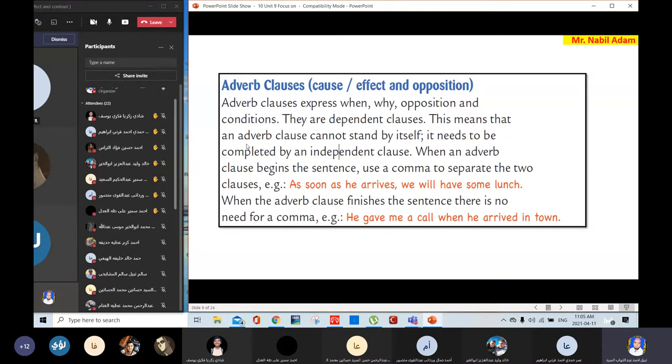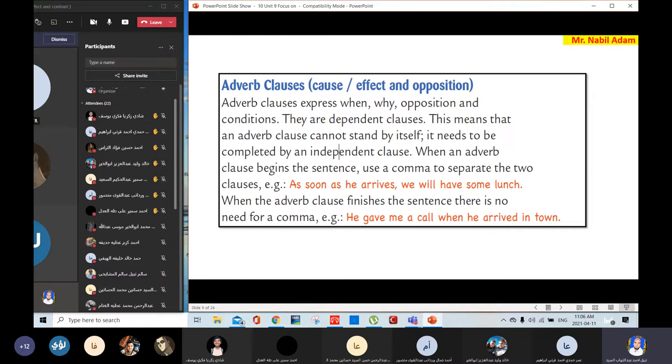This means that an adverb clause cannot stand by itself. Dependent means not independent, so it cannot be used alone. You can't say "Although he was ill" and stop. You must follow it with another clause. Although he was ill, he came to school.